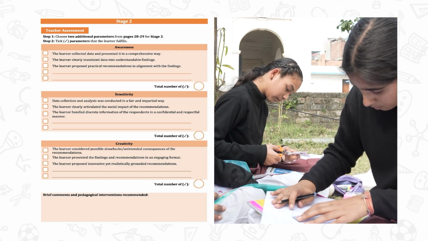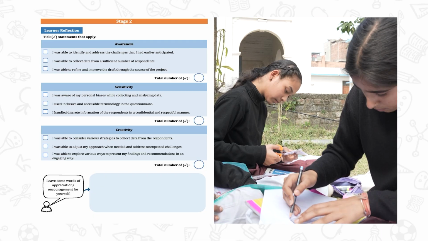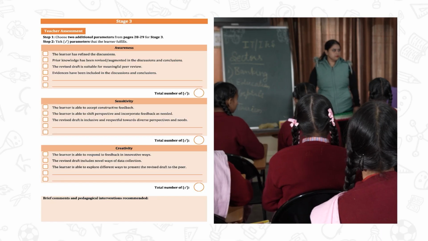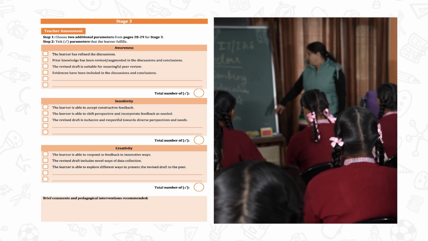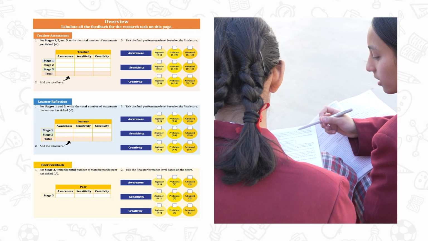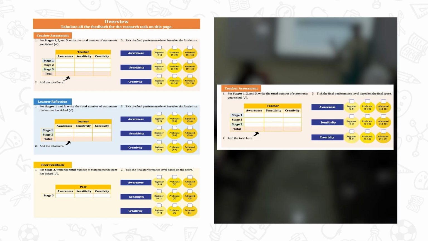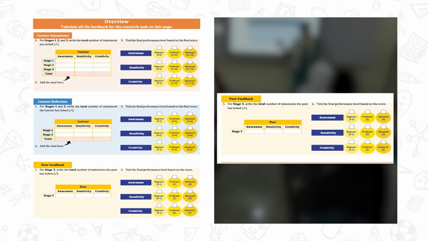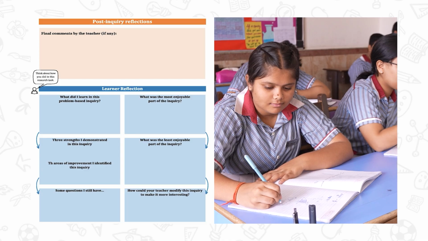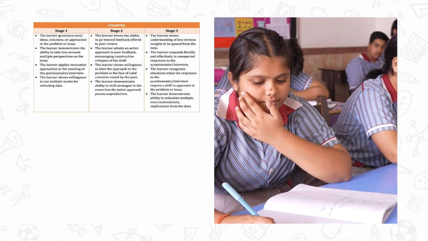Stage 2 has teacher assessment and learner reflection. By this stage, the learners have completed a first draft based on the prompt. Stage 3 has teacher assessment and peer feedback. The overview shows cumulative feedback for the learner based on teacher assessment, their self-reflection, and peer feedback at different stages. Finally, learner does post-task reflections and notes down takeaways from the task.